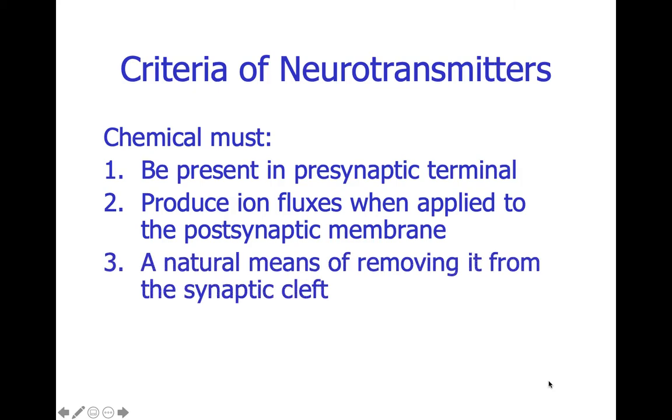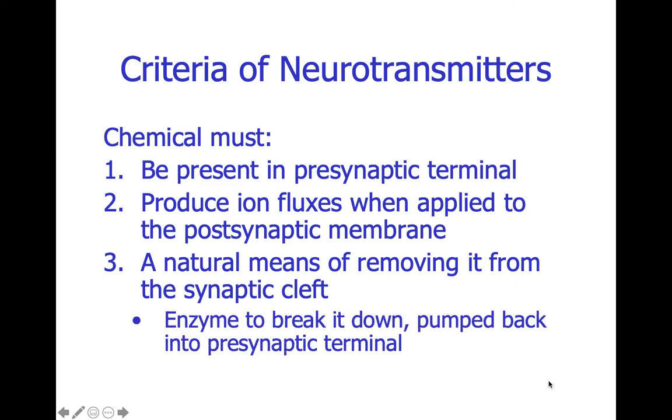And number 3, there has to be a natural way of removing it from the synaptic cleft. There's got to be a way to get it out of there. We had our acetylcholine esterase, you'll remember, from our skeletal muscle, where it was located in our synaptic cleft. It just lived there, hanging out so that when acetylcholine comes across, it can break it in half and cause it to be inactive. So there might be an enzyme. Acetylcholine esterase is a great example of that.